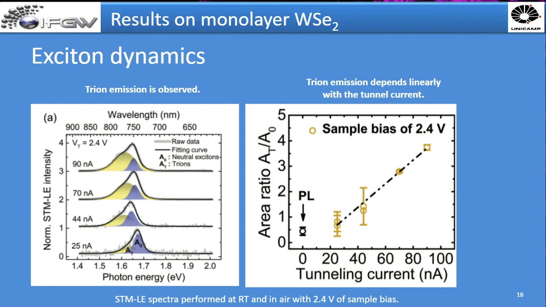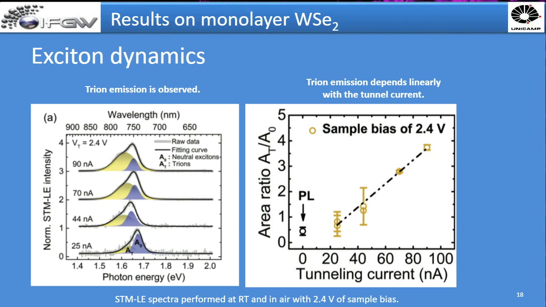And we can see this here, that from this spectrum, we see that there is a linear relation between the tunneling current and the area ratio between the trion and the exciton. So we can learn something about it.